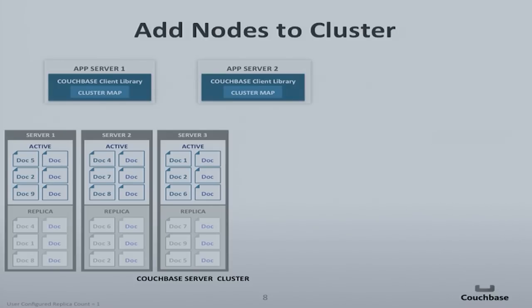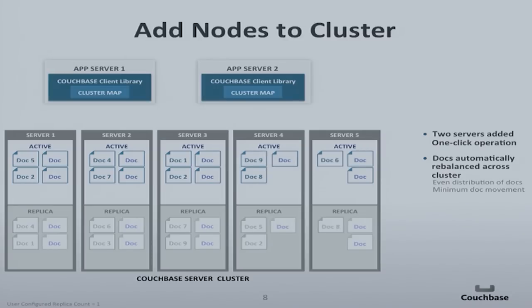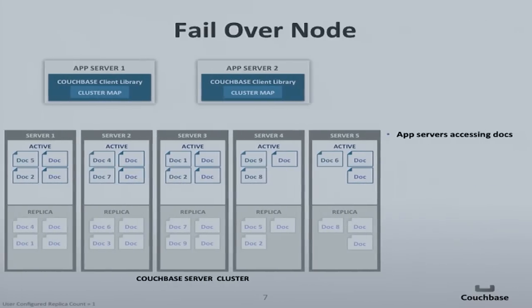So let me quickly move forward so I can show you some code as well. If we add a node to the cluster, what happens is what we call a rebalance process. The documents get moved in the background over to the new nodes, and once they're moved over, the client gets aware of that and can access them from over there. The cluster map on the application servers gets updated, and the documents get accessed from this machine.